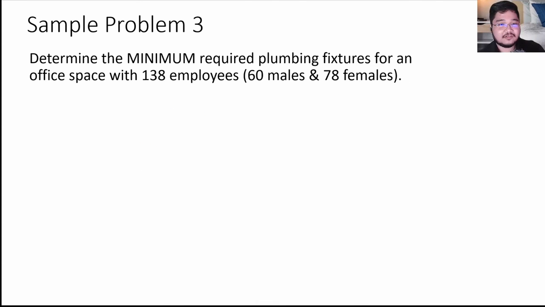And then for sample problem number 3, determine the minimum required plumbing fixtures for an office space with 138 employees. So this time, since the population is given, we don't have to assume it's half-half. Again, just tabulate that one.